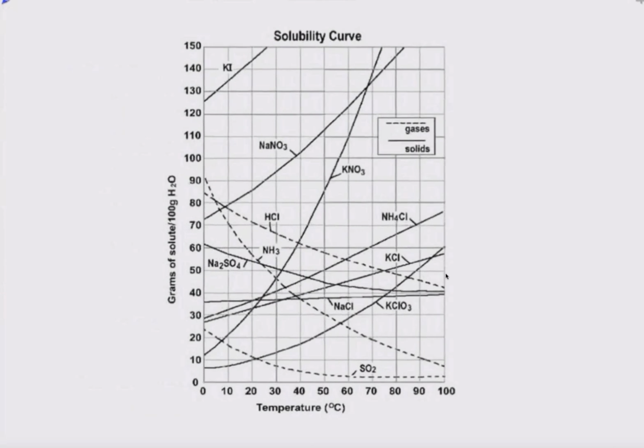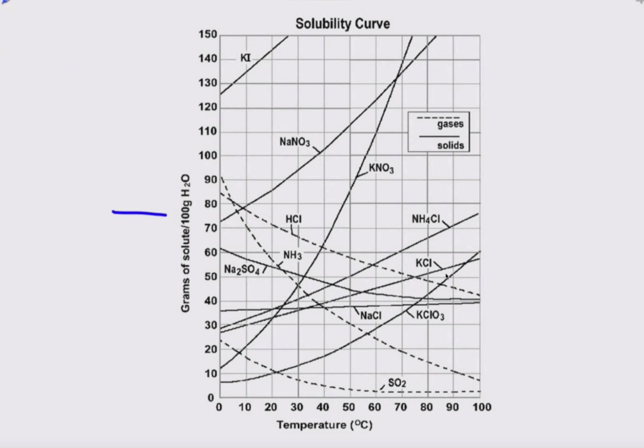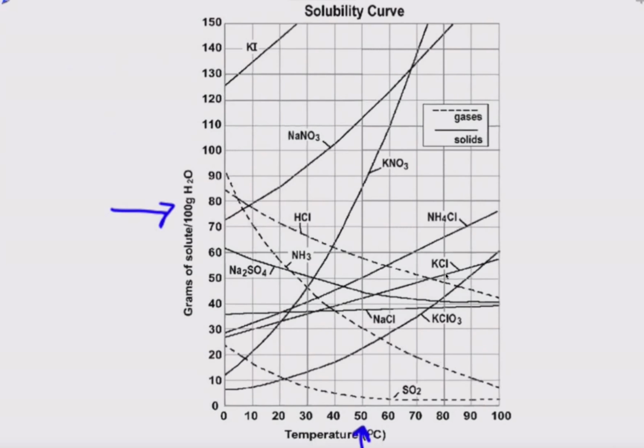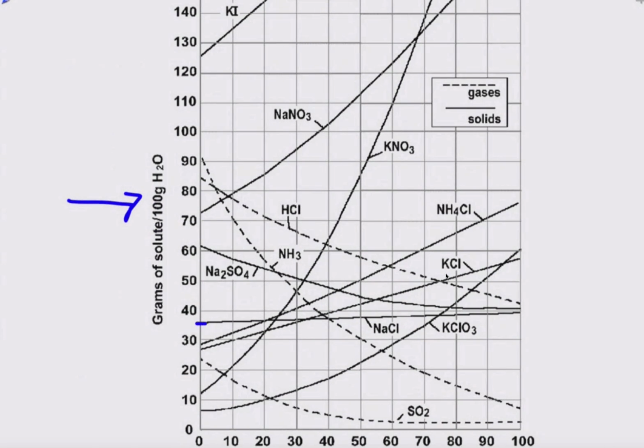So question 1, how many grams of sodium chloride can be dissolved in 100 grams of water at 50 degrees Celsius? So the amount of water, 100 grams, okay, the chart is based on 100 grams of water, so we don't have to do anything with that. The temperature in this case is 50 degrees, so we're going to be on this line at the 50. And we're looking at sodium chloride, which is this line here.